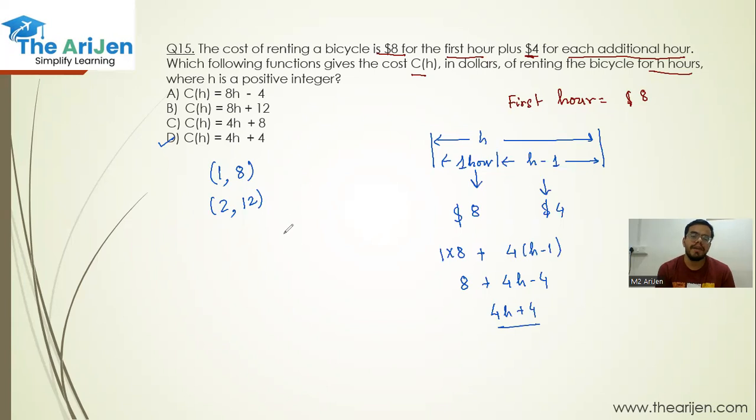Or you can simply put in these values and check which option is satisfying them. Do check 2 values. It is possible that an option could satisfy one value, but you have to check both of them. I hope it's clear. So let's now move to the next question.